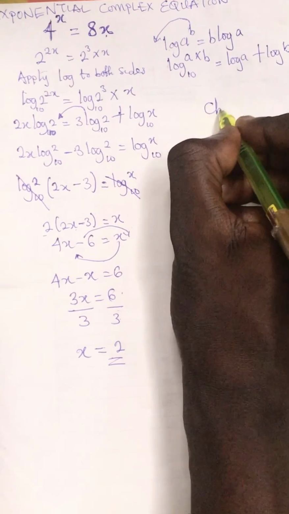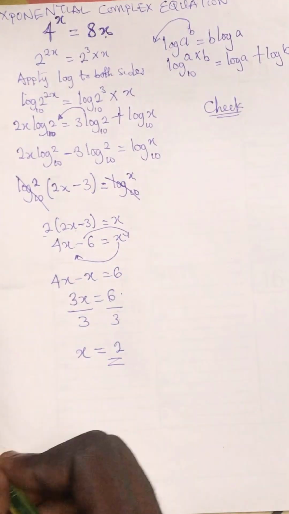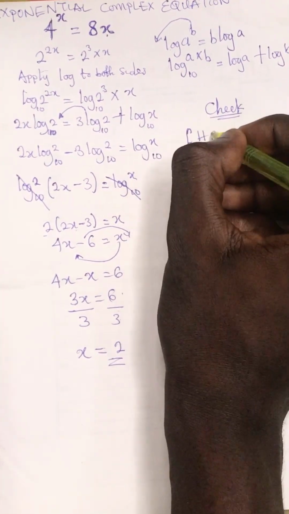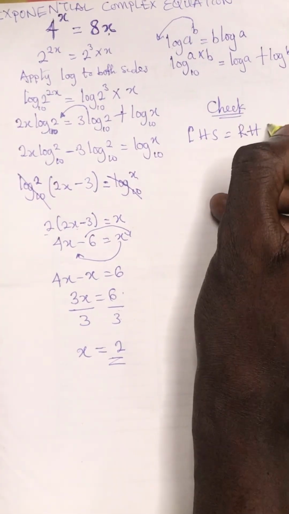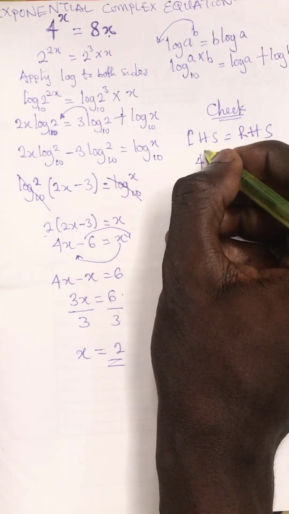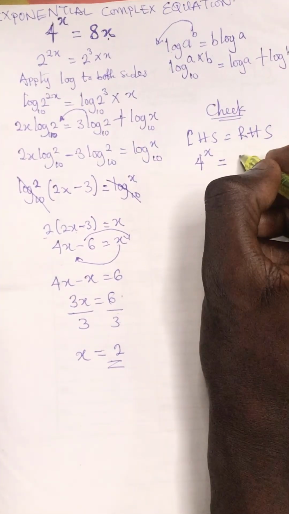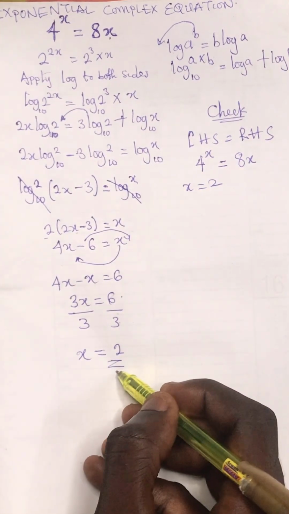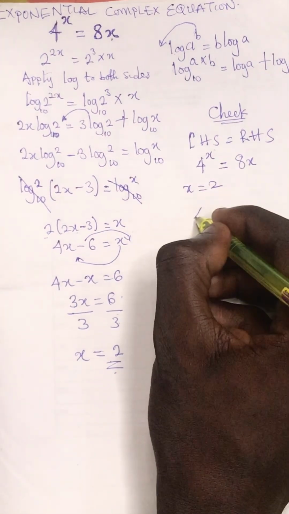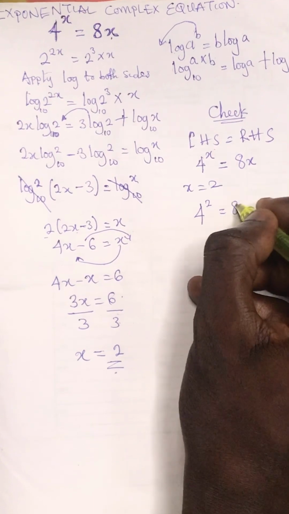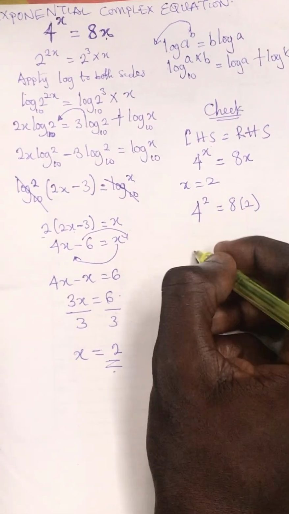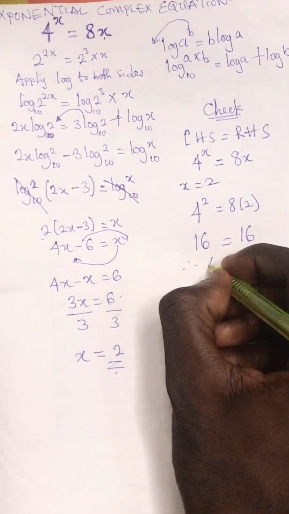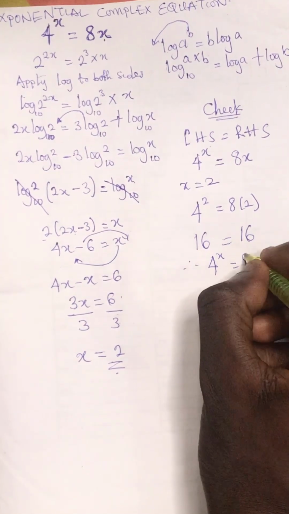Now let us check something to confirm that your answer is correct. In an equation, we are told that equation simply means left hand side being equal to the right hand side. On our left hand side, we have 2 raised to power 4 raised to power x, and on our right hand side, we have 8 raised to power x, where x is equal to 2, because we've gotten our x to be 2. Now, let's check if we are correct. Let's put here 4 raised to power 2 should give us 8 times 2. 4 raised to the power 2 is 4 times 4, which is 16. And 8 times 2 is 16. Therefore, 4 raised to the power x is the same thing as 8x.